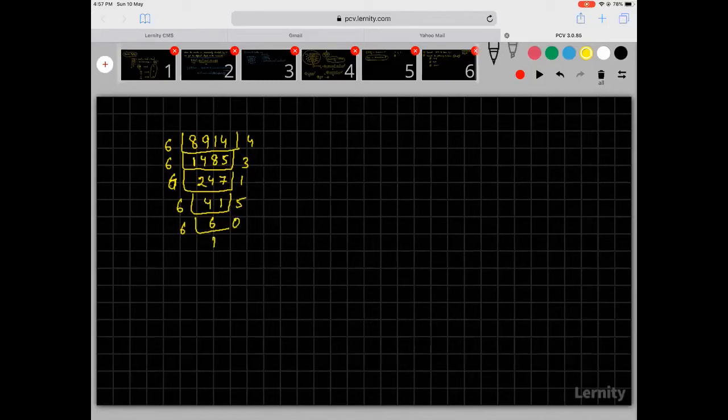So the number is 105134. Okay. This to the base 6 is equal to 81914.